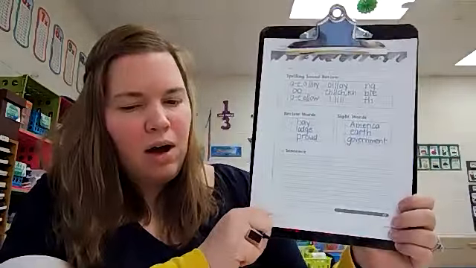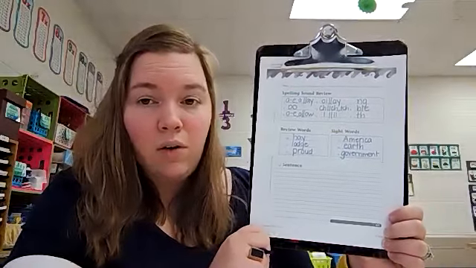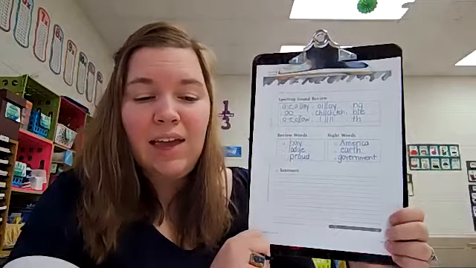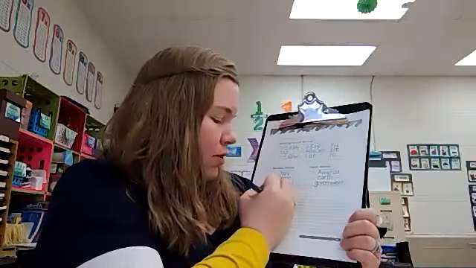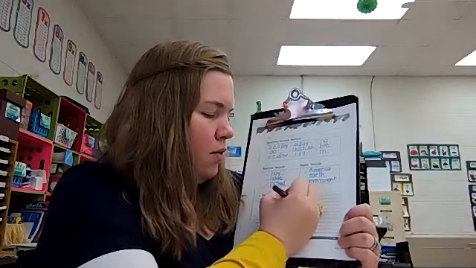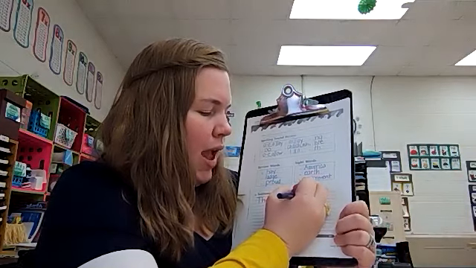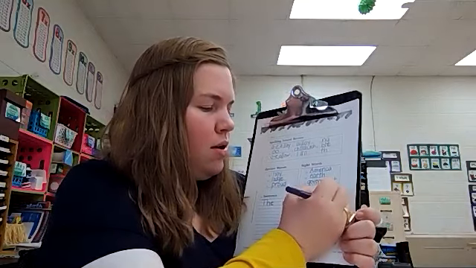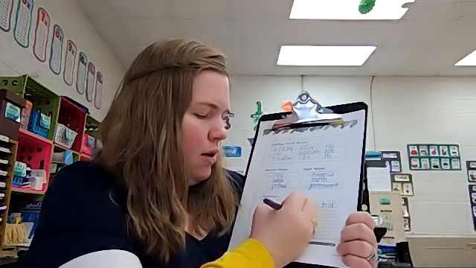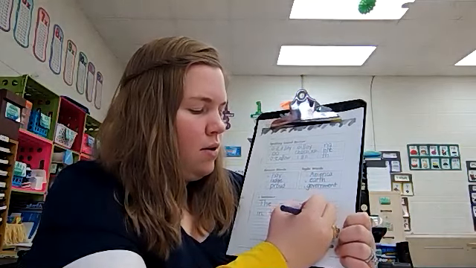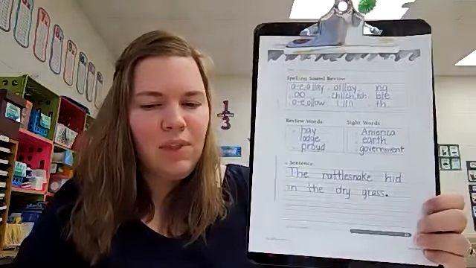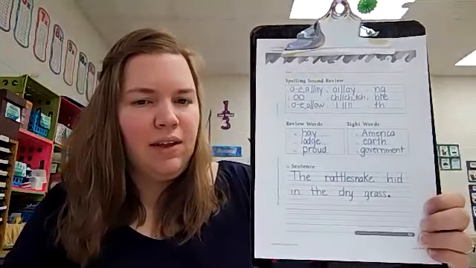We have a sentence to write at the bottom of our page. The sentence is, the rattlesnake hid in the dry grass. Don't forget to start with a capital letter. The rattlesnake, that's a compound word, hid in the dry grass. We need a period at the end of this sentence.